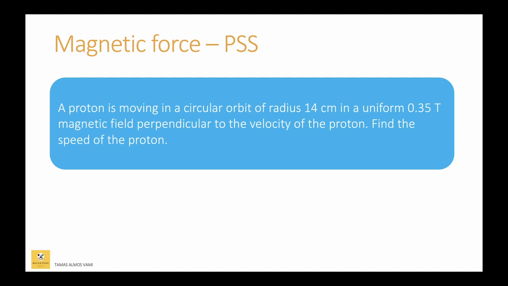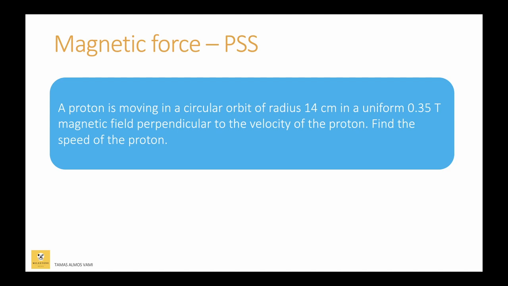So there are lots of examples with this. Let's just look at this problem where you have a proton. That means that you know the mass of the particle, right? You can go to Wikipedia or any other source and check the mass of the proton. It's moving in a circular orbit. We know the radius, 14 centimeters, so don't forget to change that to meters. And then we put it into a uniform magnetic field, which has a 0.35 Tesla magnetic field.